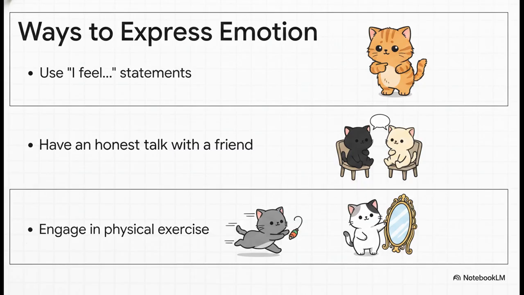Well, here's your toolkit. You want to use I feel statements to really take ownership. Say something like, I feel anxious when texts are short, rather than attacking with, you are being rude. You could also have an honest chat with a friend, or even just go for a run to release that pent-up red zone tension. And hey, don't forget to monitor your nonverbal cues too, like your tone and posture. Getting this right actually lowers your blood pressure and builds essential trust.